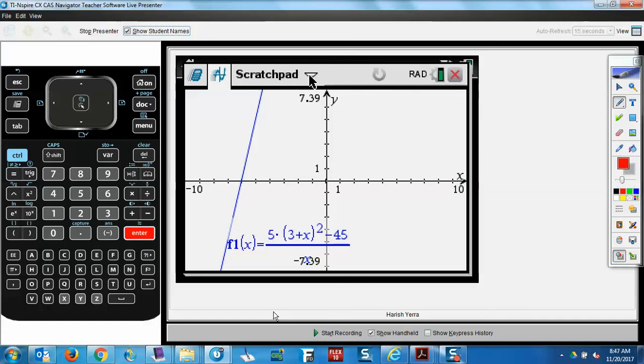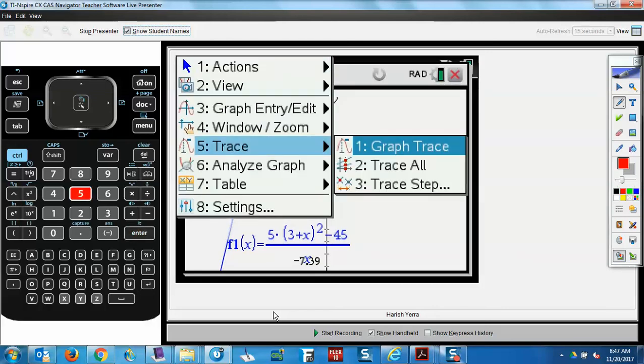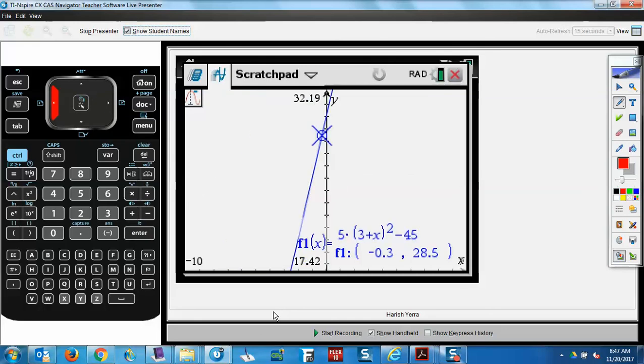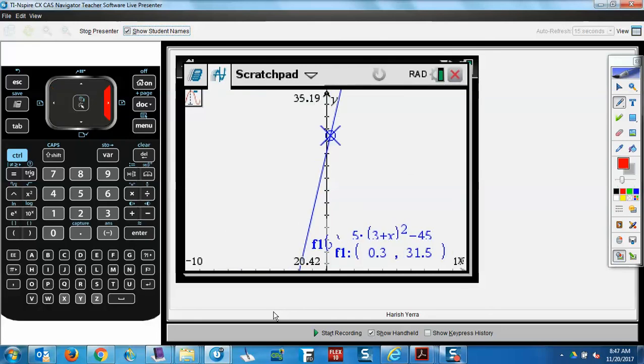Now, where am I trying to look, really? At 0, right? You could trace at 0 right now, but that's kind of wasting time. But for investigating, it's not a bad idea. Trace at 0 right now, just for the heck of it, Harish. Okay, it's undefined there. Arrow to the left just a touch. Look at that, 28.5. Arrow to the right just a little. Okay, 31.5. Now, what did we say our answer is going to be? 30, right? So it looks like we're in the ballpark.